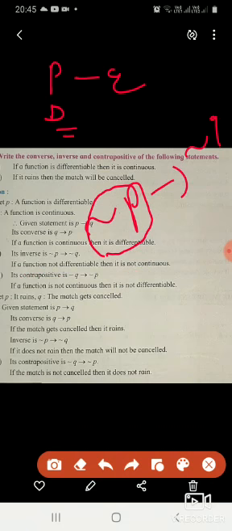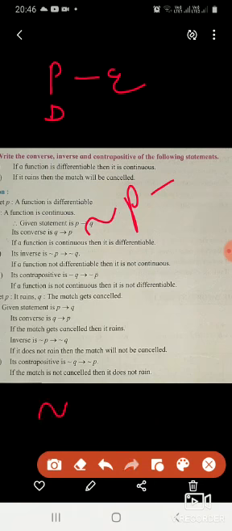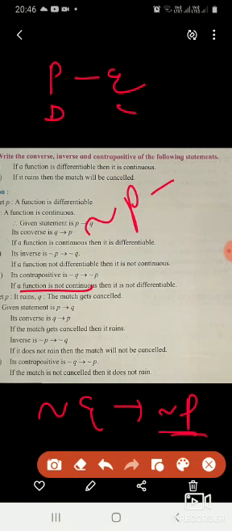Now the contrapositive. The contrapositive is negation of Q to negation of P. Q is continuous, so negation of Q is not continuous. The function is not continuous. If the function is not continuous, then it is not differentiable. This is the first sum.